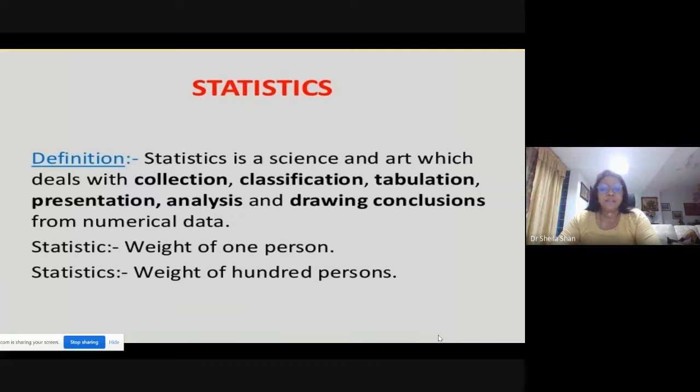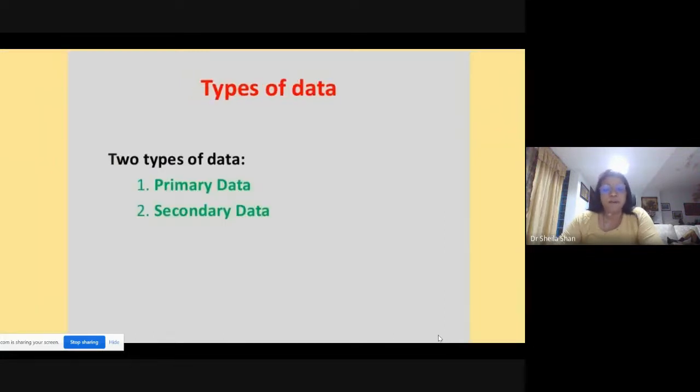So the definition here: statistics is a science and art which deals with, when you say statistics, you don't only collect data, you do classification, tabulation, presentation and analysis, and then you make a conclusion. Same like your report writing. You need to collect the data, classify it according to the collection, display your data through presentation and analysis, and finally you make a conclusion of your study. So statistics, you can get a weight of 1% or you can get a weight of 100%.